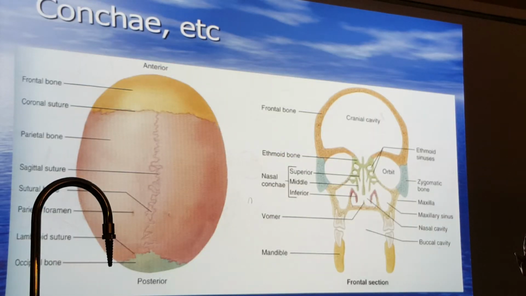The nasal conchae are little baffles that the air swirls through in our nasal cavity. There are 3 sets of nasal conchae. Conch is the Latin word for snail shell. Okay? They used to be called, the older word is nasal turbinates. They have kind of a swirly appearance. And the air swirls through those baffles and becomes warmed and moistened.